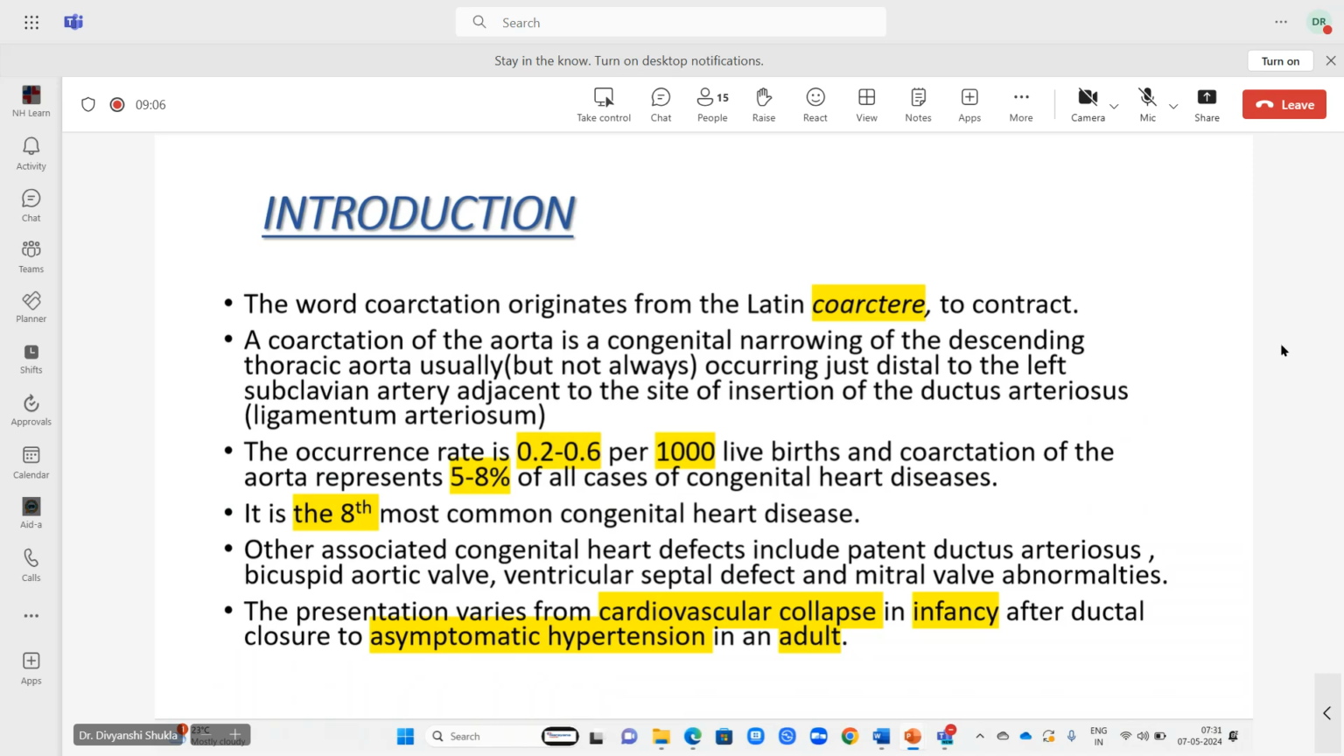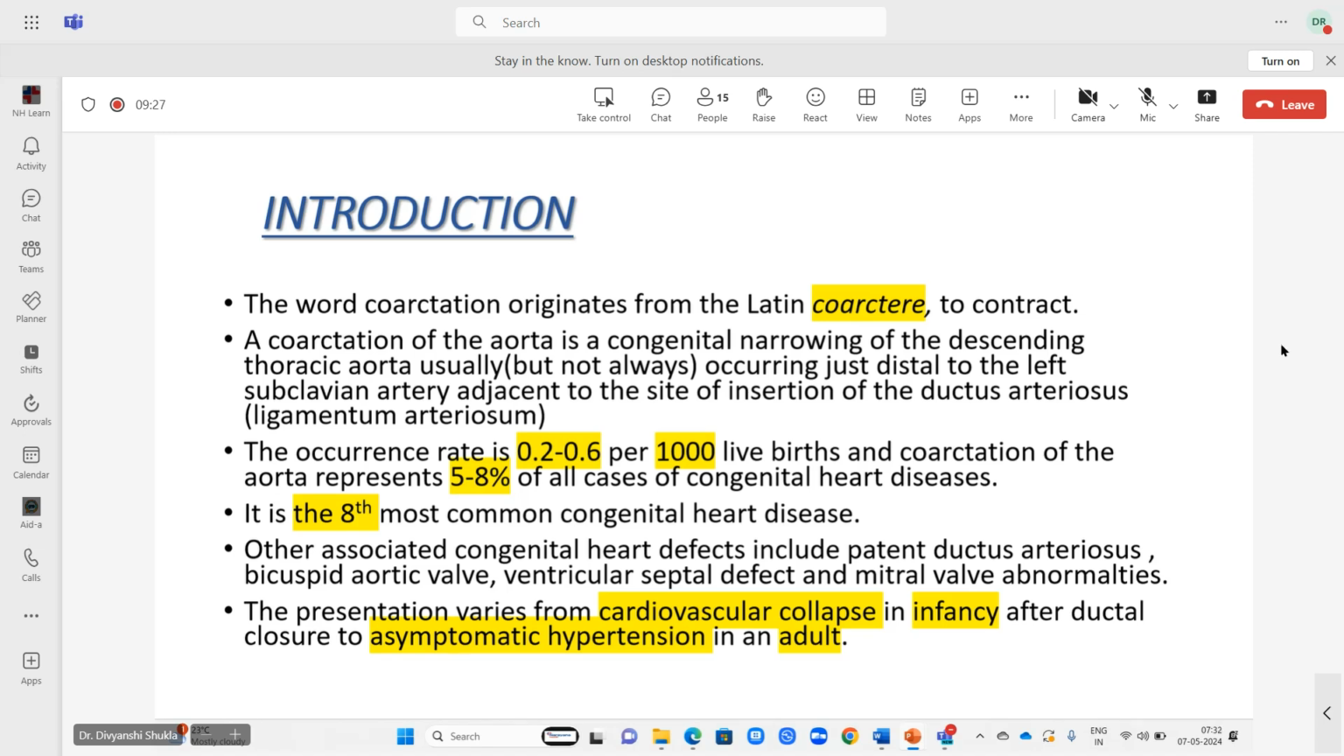Introduction. The word coarctation originated from the Latin coarctere, to contract. A coarctation of the aorta is a congenital narrowing of the descending thoracic aorta, usually but not always occurring just distal to the left subclavian artery, adjacent to the site of insertion of the ductus arteriosus, that is, the ligamentum arteriosum.